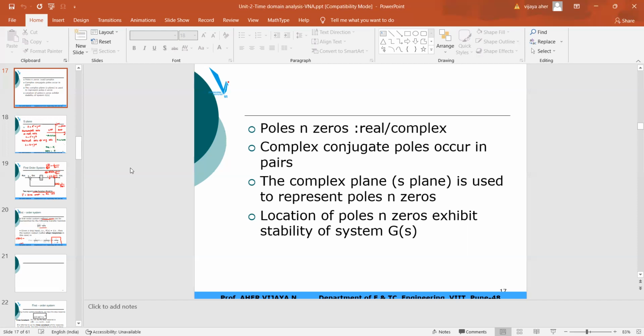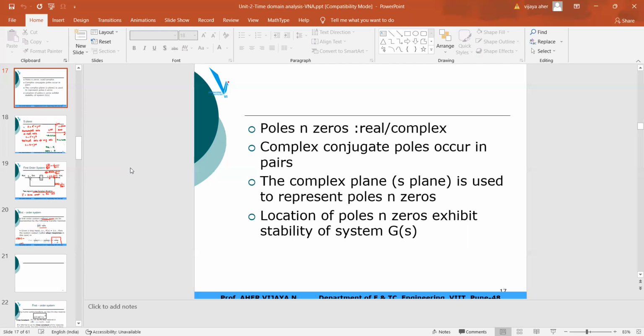The equation available at the denominator is nothing but your characteristics equation, and you are going to find the roots of that characteristics equation, and those roots are nothing but poles of your system. Whereas the location of poles decides the stability of your system, right? So poles and zeros may be real, may be complex in nature. Complex conjugate poles occur in pairs.